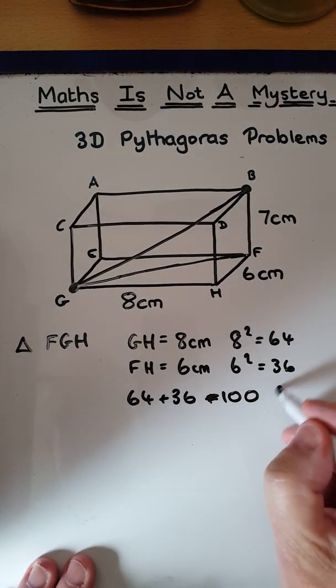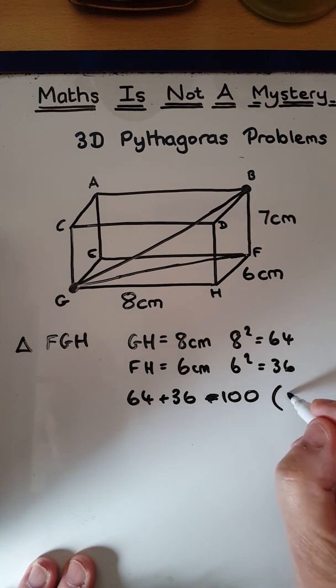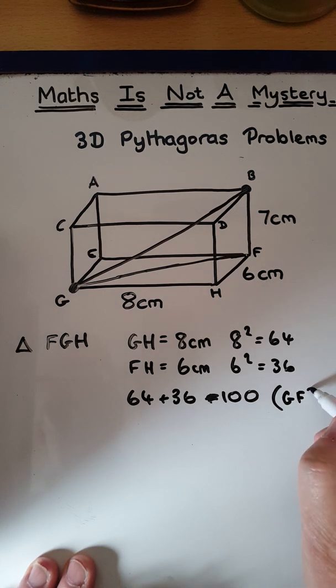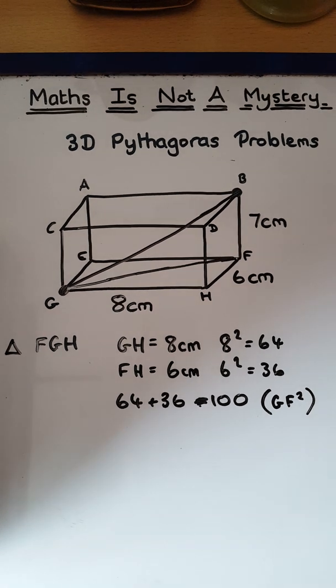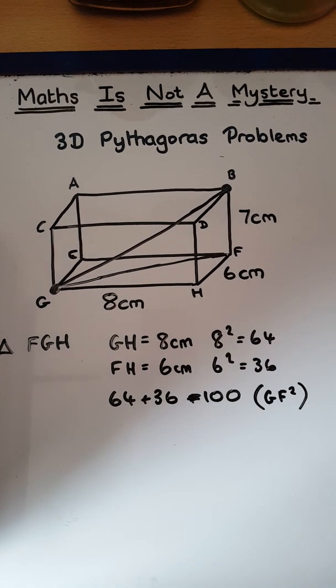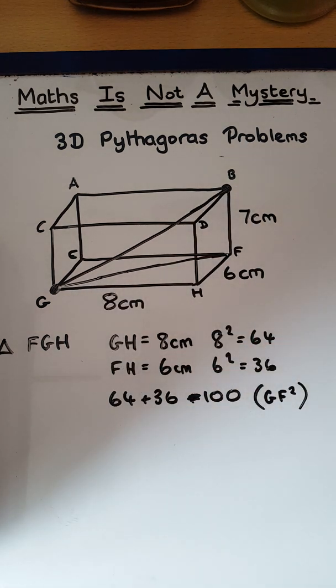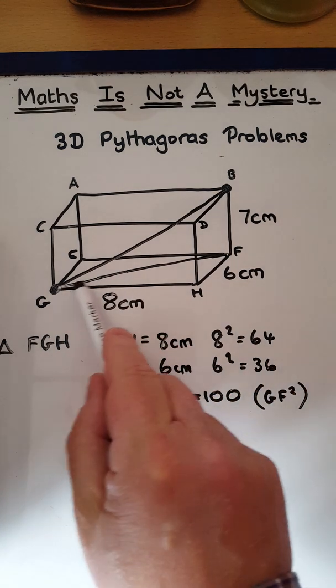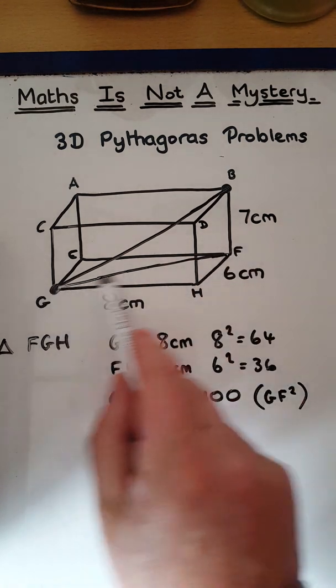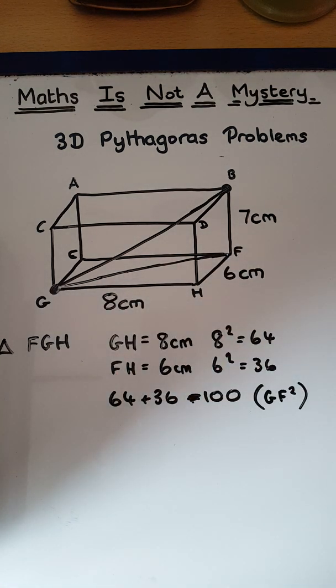Now, 100 is actually the measurement of GF squared, isn't it? We've not found the square root yet, as you would do in Pythagoras, but I'm going to tell you to not bother finding the square root at the moment, because in a minute you're going to do another Pythagoras and you're only going to have to square it again. So you might as well leave it squared for the time being. So because we've found something that will help us with this measurement, we can now do our second bit of Pythagoras to find the actual line that we want.